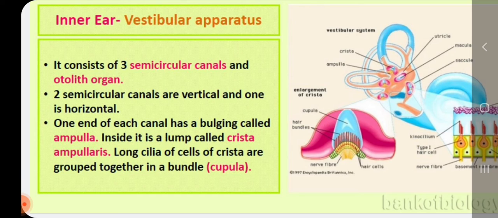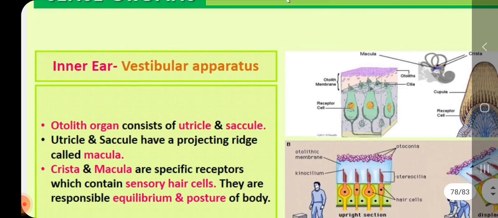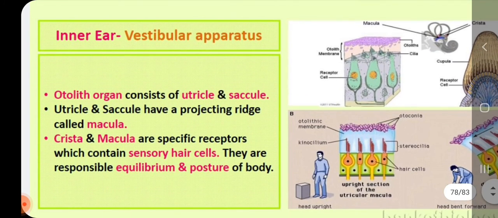Where this crista ampullaris is also made up of hair cells. Then the saccule and utricle contain a projecting ridge, and that is called the macula. The crista and the macula are the specific receptors of the vestibular apparatus, which are responsible for the maintenance of the balancing of the body and even the posture.